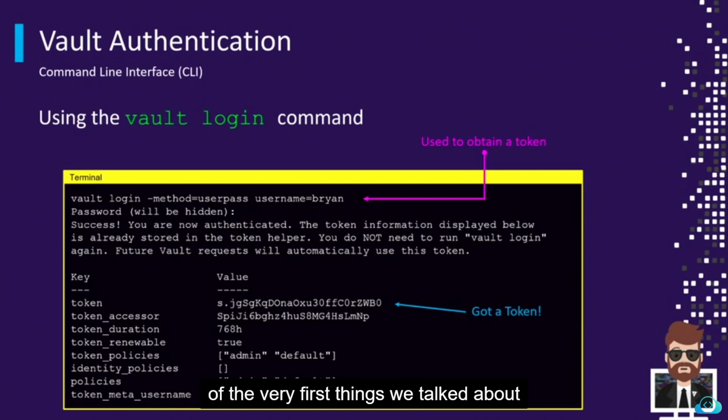Again, it kind of goes back to one of the very first things we talked about when we first started this lesson. The ultimate goal of auth methods is to obtain a token. In this case, I used the userpass auth method and I got a token. So it still follows that same workflow there.